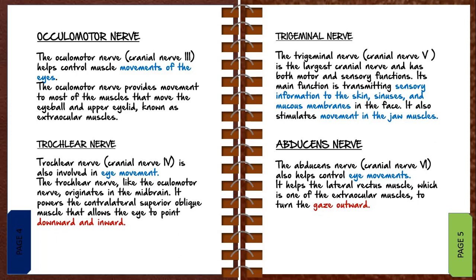Let's move on to the abducens nerve. Abducens nerve is also called cranial nerve 6. It helps control eye movements.